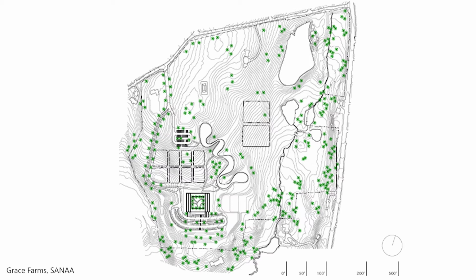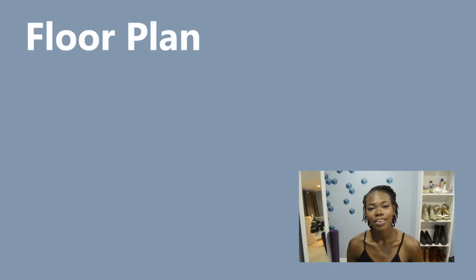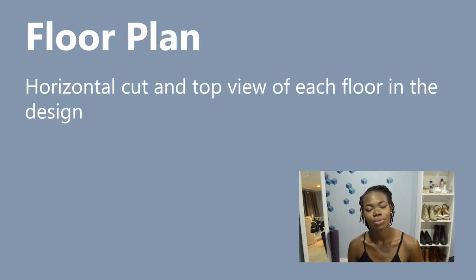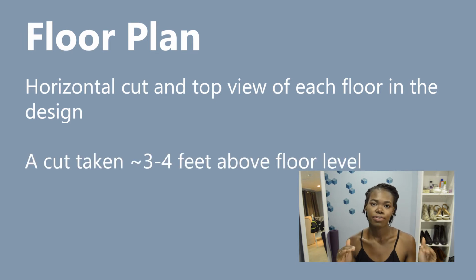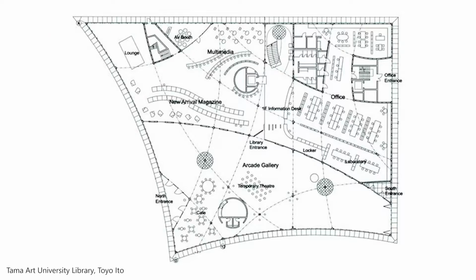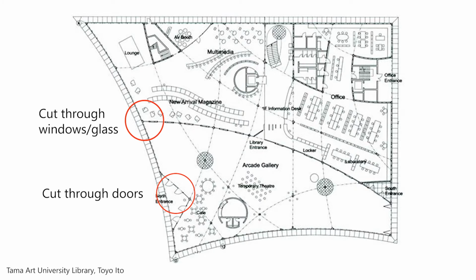Likely, if it was only the building that they were intervening with, the site plan would probably be a lot smaller and more focused. Now, a plan or a floor plan is a top view of each floor of your design, usually taken as a horizontal cut about 3 or 4 feet off the ground. So you'll cut through things like windows and doors, but not furniture and definitely not people.